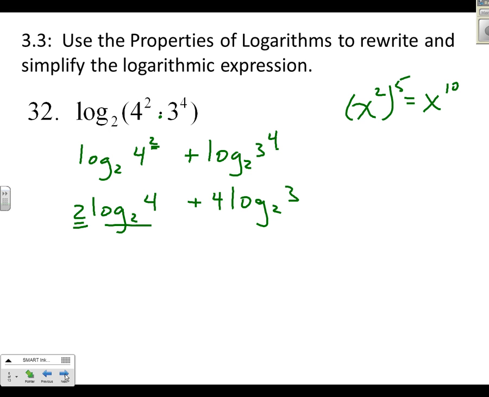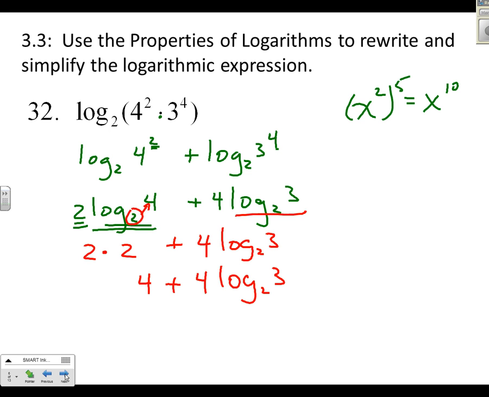Now, this is 2 times the exponent that would turn 2 into 4. What exponent turns 2 into 4? 2. So this is 2 times 2 plus 4 times the exponent that turns 2 into 3. I don't know. Log base 2 of 3. I know it's somewhere between 1 and 2 because 2 to the 1st is 2 and 2 to the 2nd is 4. So we end up with 4 plus 4 log base 2 of 3. That is an exact answer. Is that more simplified than this? I think we can make an argument it is. We've made some kind of sense out of this.